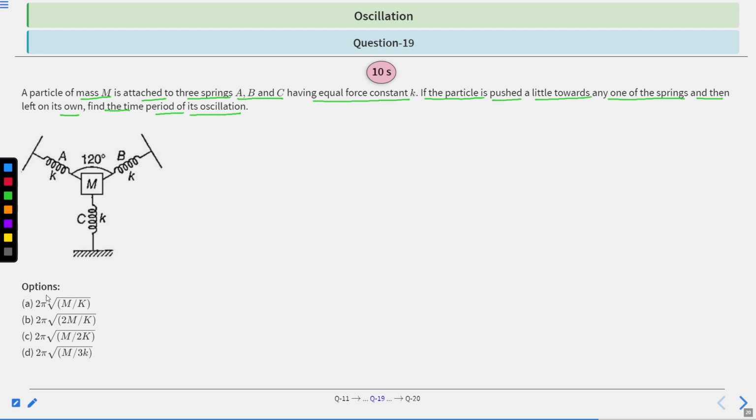The given options: option A is 2 pi under root m by k, option B is 2 pi under root 2m by k, option C is 2 pi under root m by 2k, option D is 2 pi under root m by 3k. Which option is correct? You have 10 seconds to solve this question. After 10 seconds, we will provide the solution.